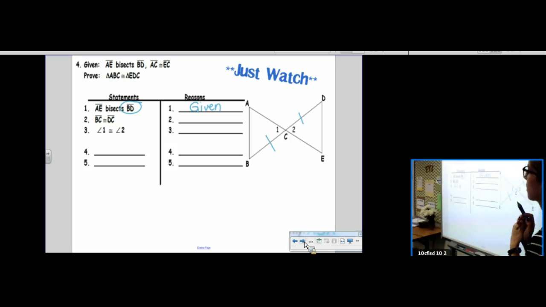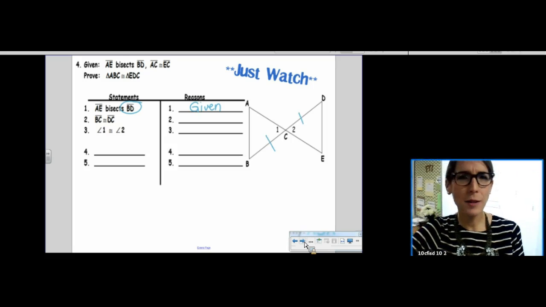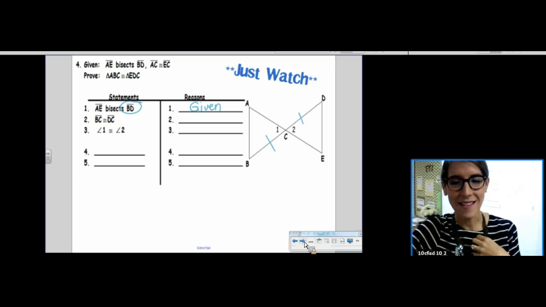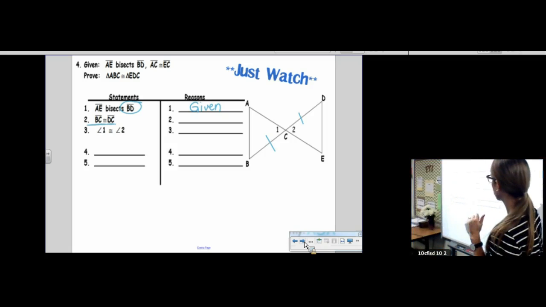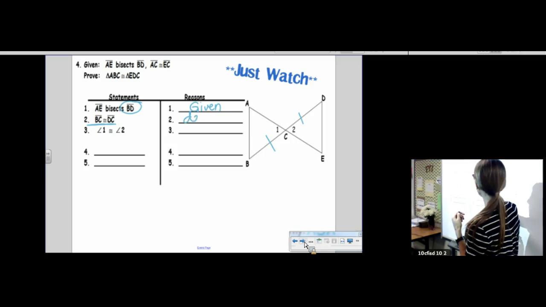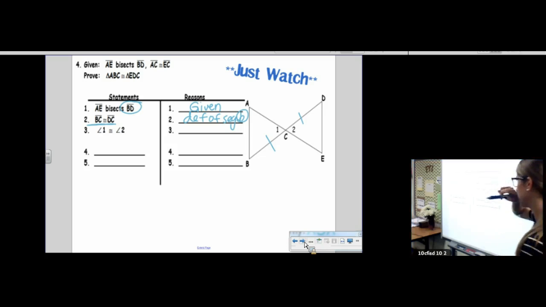So I would add tick marks to my picture. What am I really doing when I add tick marks? I'm stating that 2 segments are congruent. BC is congruent to DC. So that's the next thing of our proof. Reason, definition of segment bisector.